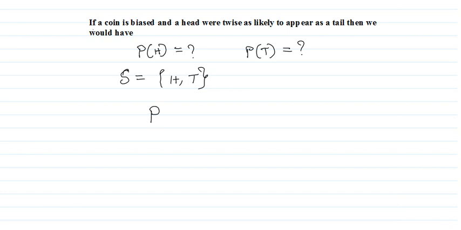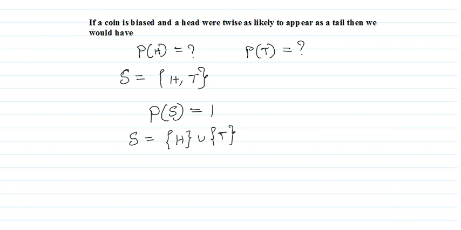So one thing I know, P of S must be equal to the probability of getting head plus the probability of getting tail. Since these two are mutually disjoint, from the third axiom I can directly write that. And some information is given here. What is that? A coin is unbiased and head were twice as likely to appear as a tail.